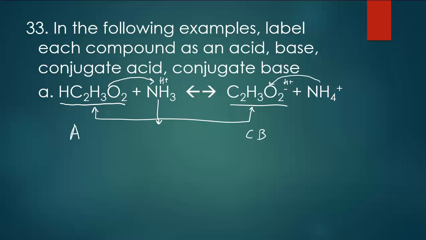All right, if this guy gains an H plus, what is it? You lose an H plus, you are an acid. If you gain an H plus, you are a base. And what does it become on the other side? Something with an extra H plus that it can lose again, because these are reversible reactions. Therefore, it is a conjugate acid.